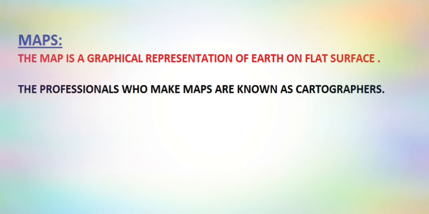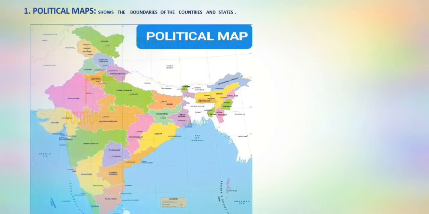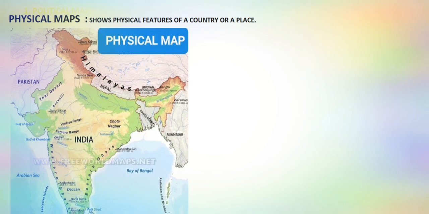A map is a graphical representation of the earth on a flat surface, and the professionals who make maps are known as cartographers. On the basis of purpose, four main kinds of maps are there. They are political map. This map shows the boundaries of countries and states. The next one is physical map. This map shows the physical features of a place or country like rivers, mountains, forests, lakes, etc.